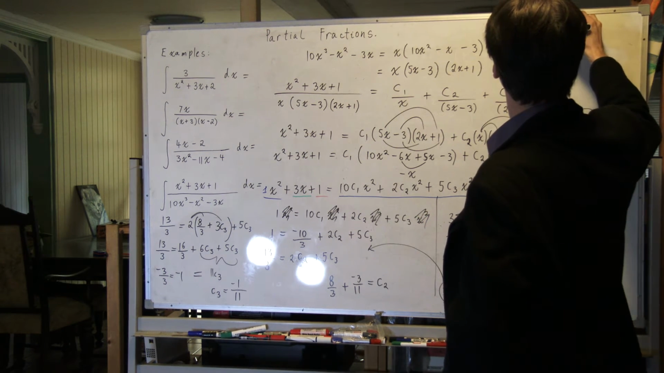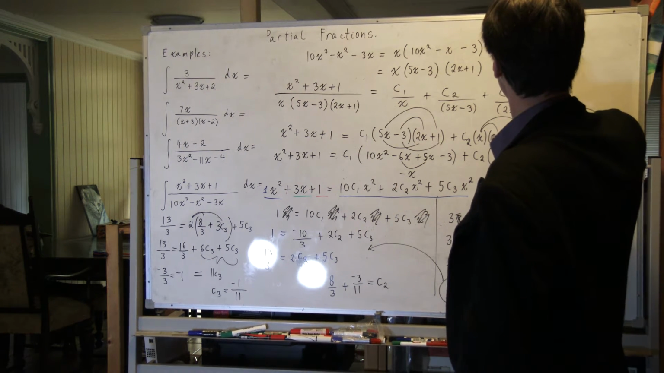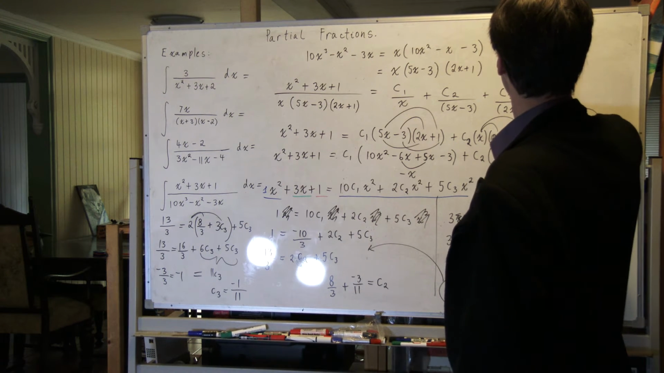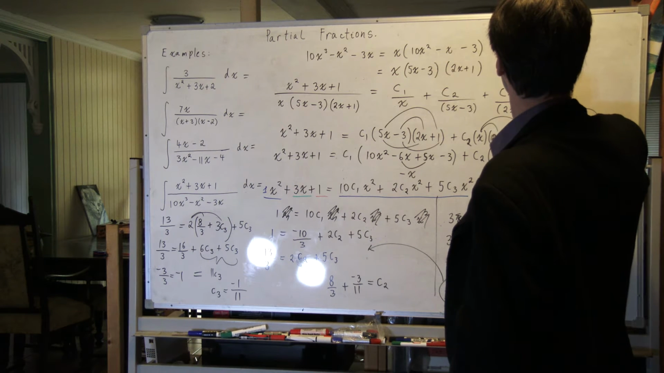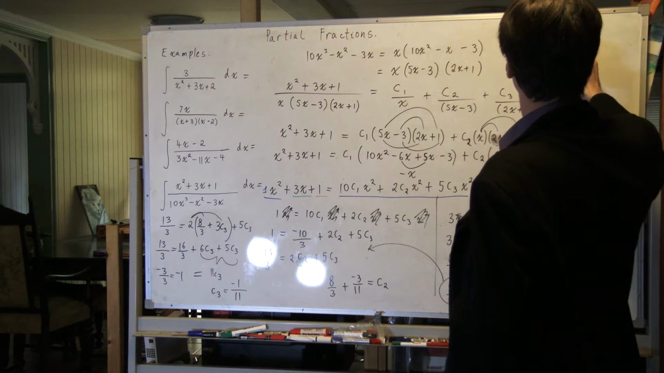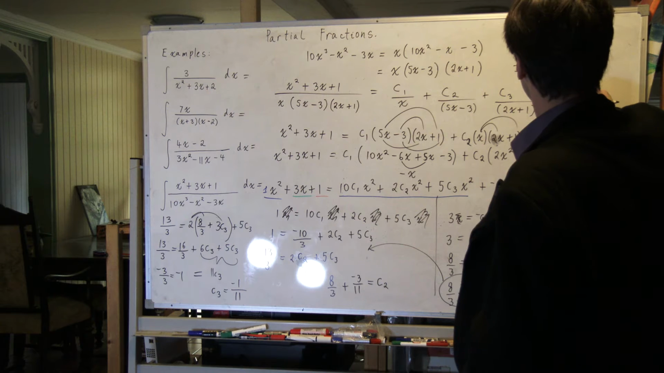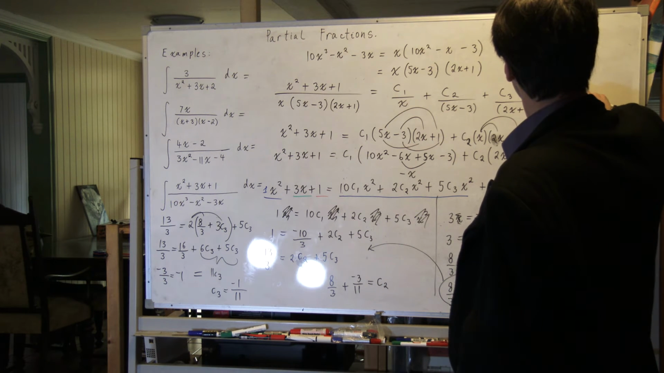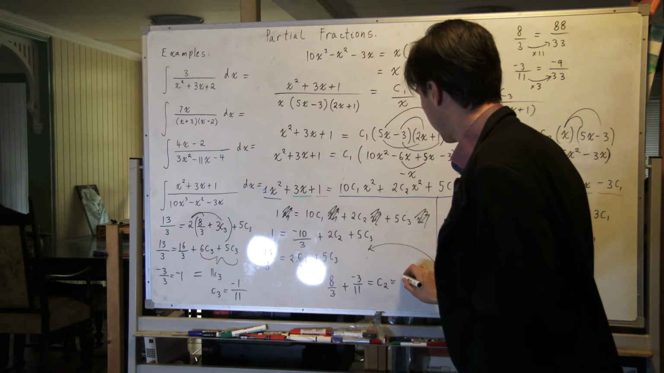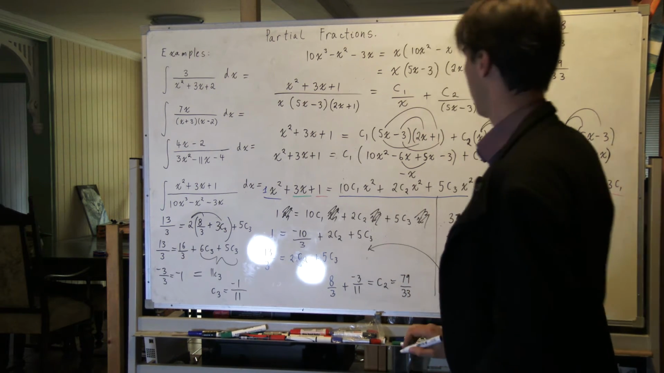So I do the same thing on the top. And then I have -3 over 11 equals something over 33. I have to multiply by 3 on the bottom. So I take -3 times 3 makes -9. Then I have 88 over 33. Take 9 over 33 is 79. So C2 is 79 over 33.